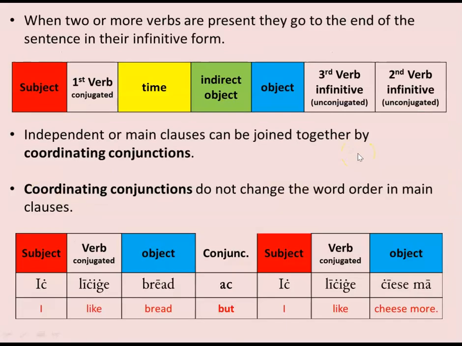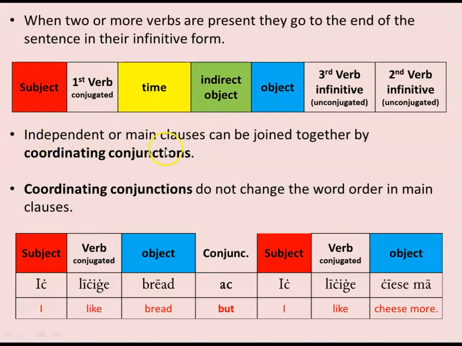Okay, now, when two or more verbs are present, they go to the end of the sentence in their infinitive form. So here we have subject, verb, time, indirect object, object. The second verb goes to the very end in its infinitive form, its unconjugated form. If there's another verb, a third verb, that then goes into the second last place and you build inwards, if you like. Now, that's all been covered in the previous videos in this series, so please do have a look at those.